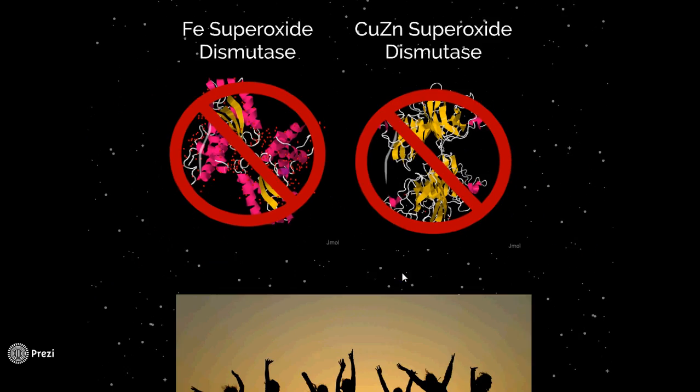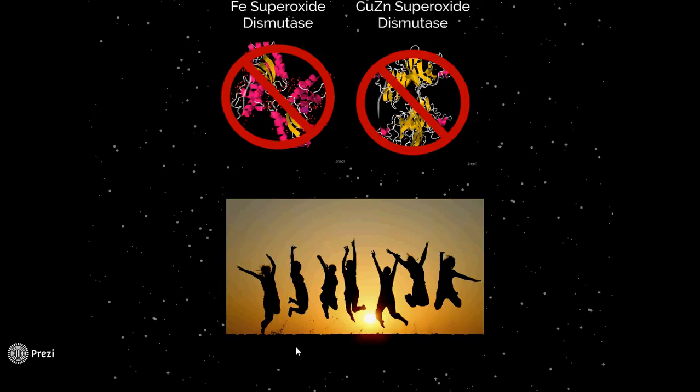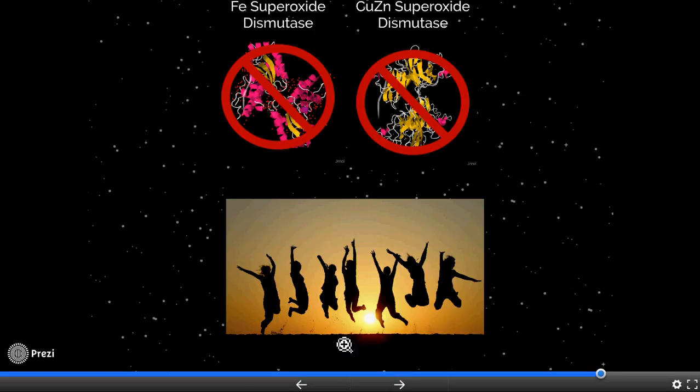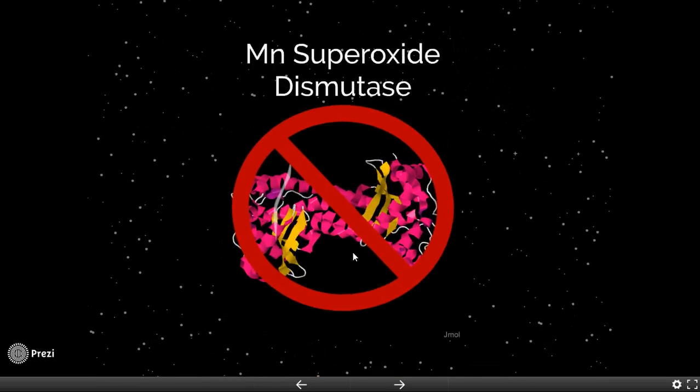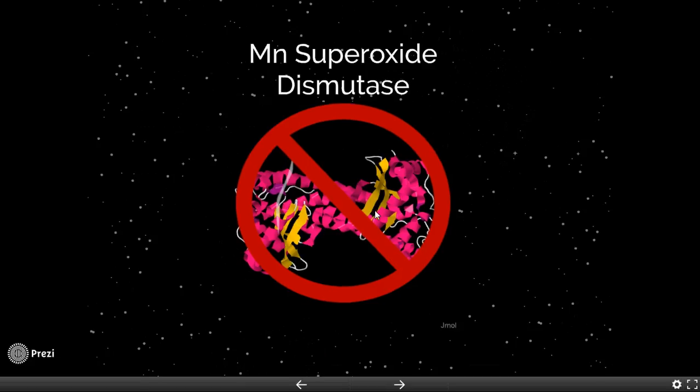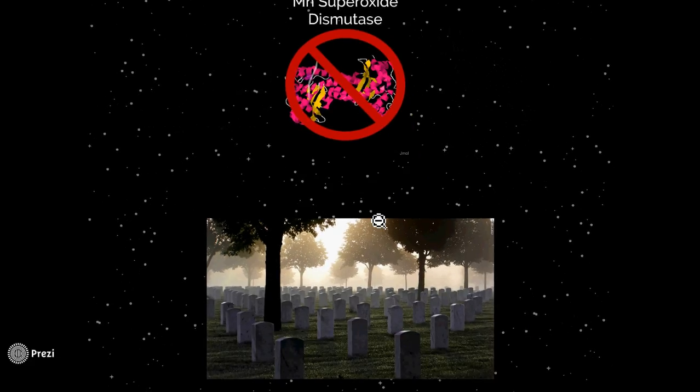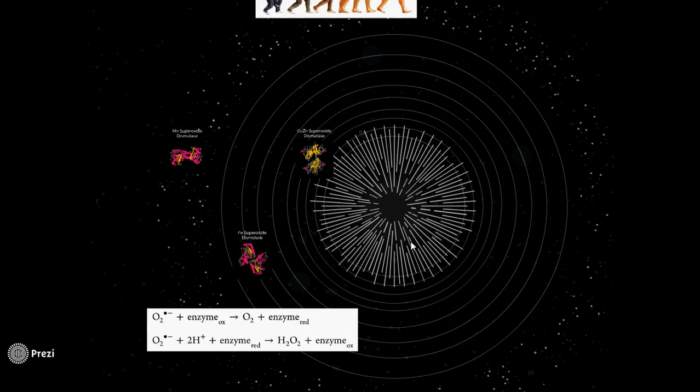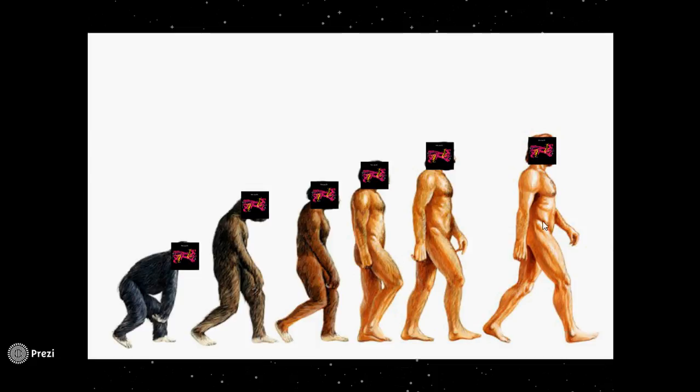Well, with the other two superoxide dismutases we mentioned before, even when the genes that produce them are deleted, we can still function as people. However, when the genes for manganese superoxide dismutase are deleted, death occurs within days of birth. Out of all superoxide dismutases, the manganese one is essential to life.